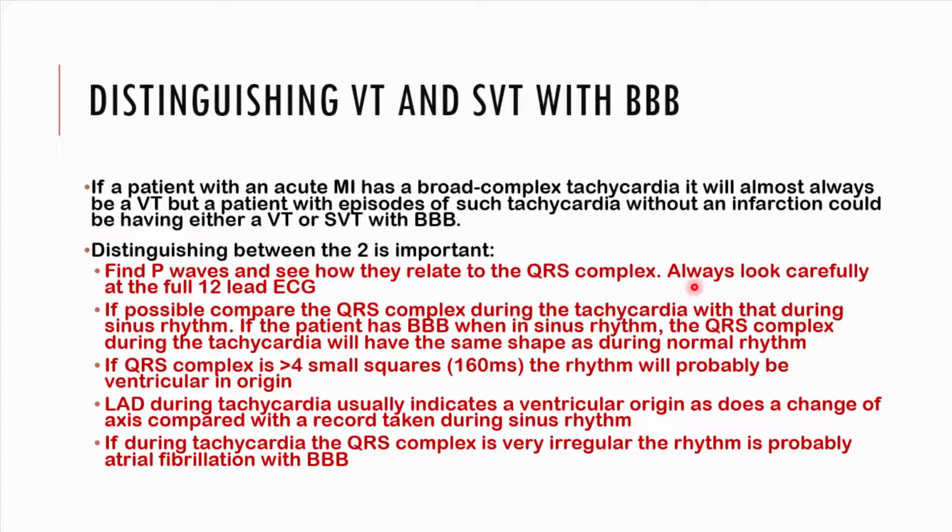And if the QRS complex is greater than 4 small squares, which is 160 milliseconds, then most likely the rhythm is ventricular in origin. You may sometimes get left axis deviation during tachycardia, and usually this is pointing you towards a ventricular origin, as does the change of axis when compared with what you record in sinus rhythm. So if you have a left axis deviation in tachycardia, then it means that there's a ventricular origin. And if you also have a left axis deviation in sinus rhythm, then it is pointing you towards the ventricular origin. Then if during the tachycardia the QRS complex is irregular or very irregular, then the rhythm is probably atrial fibrillation with a bundle branch block.